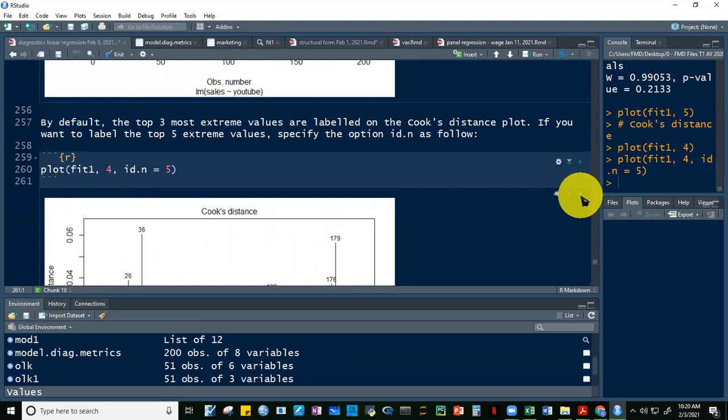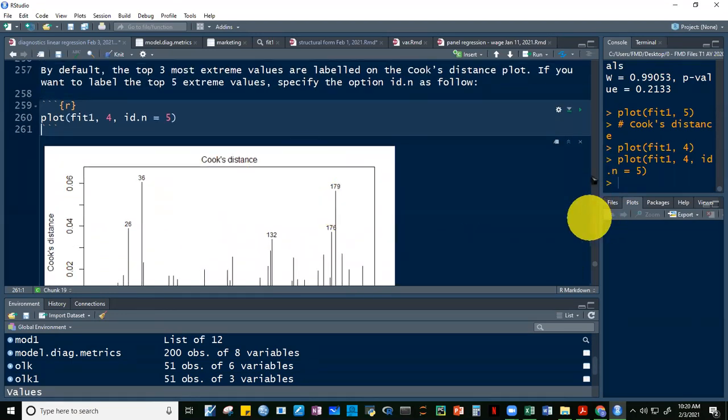Any questions so far, guys? I hope hindi. Pareho lang to kanina. Ang linagay lang natin, id.n. Dinagdagan lang natin ng ginawa nating 5 top influential points using the Cook's distance.